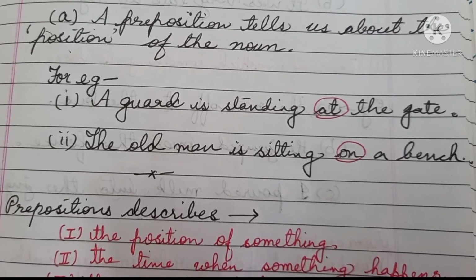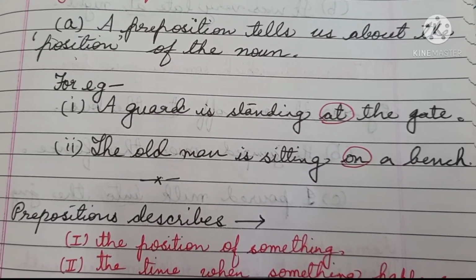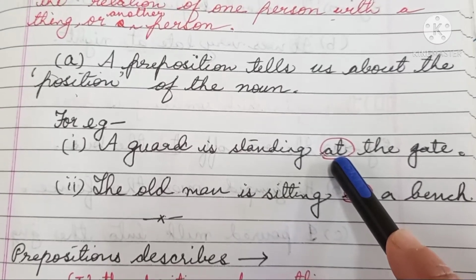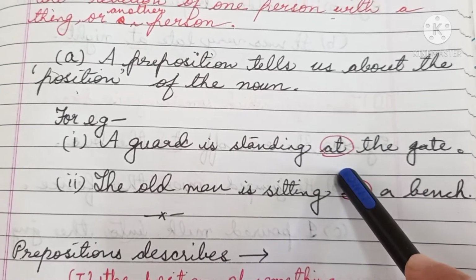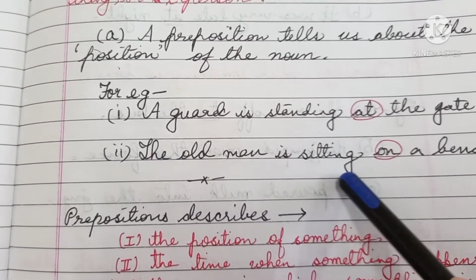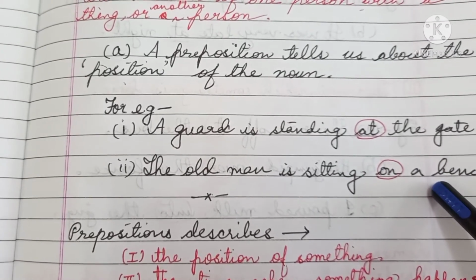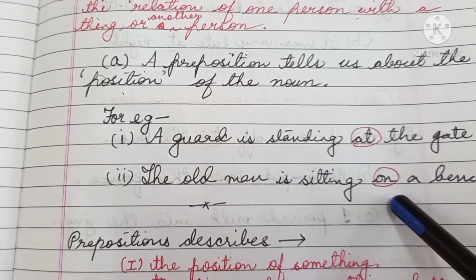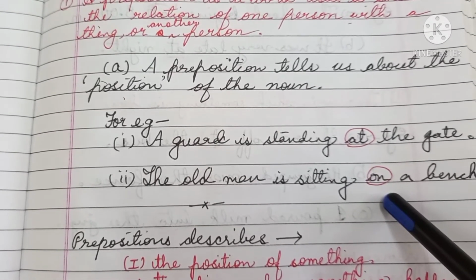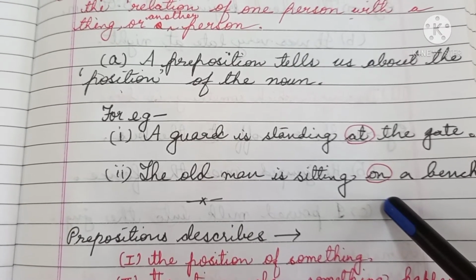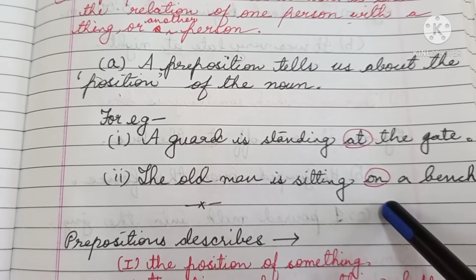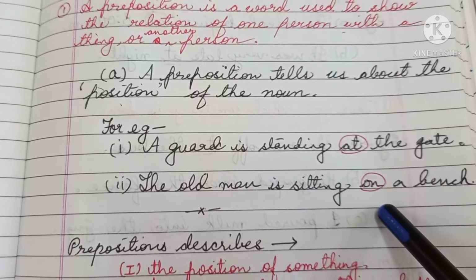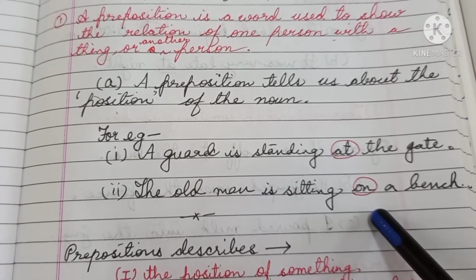Students, some more examples which will tell you about the position of the noun are given below. A guard is standing at the gate. What is the position of the guard? He is standing at the gate, and this word at is the preposition. Also, the old man is sitting on a bench. What is the relationship of the old man with the bench? Class, you should know the commonly used prepositions are in, on, under, behind, in front of, above, below, between, near, far, at, with, and for. These are very much used.